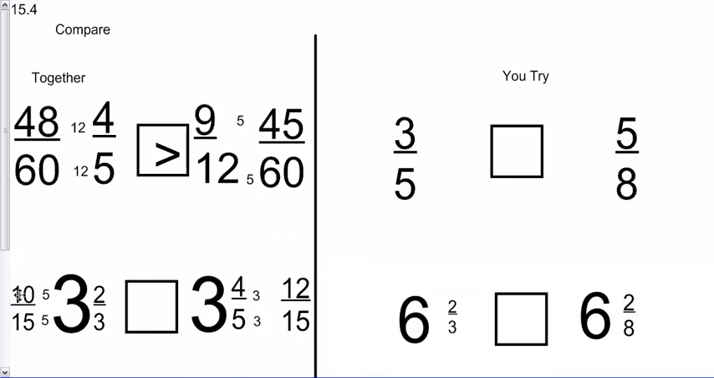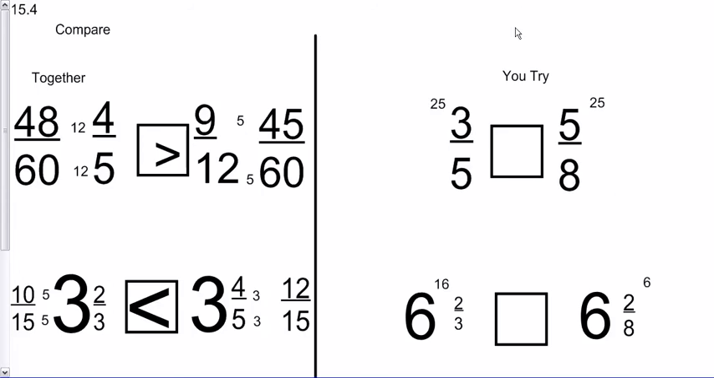So 10/15 is less than 12/15, so 3 2/3 is less than 3 4/5. Okay, get my less than sign in the box. You can go ahead and do the 2 U tries all by yourself, and let's see what you come up with. So go ahead and give the video a pause.